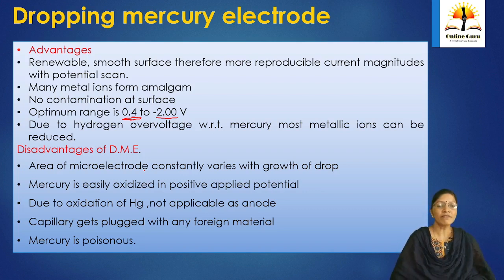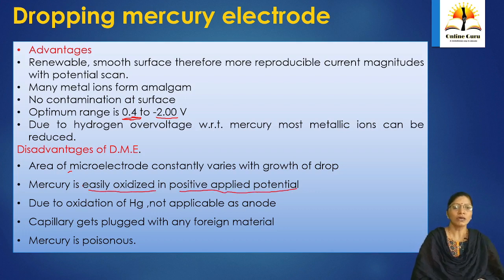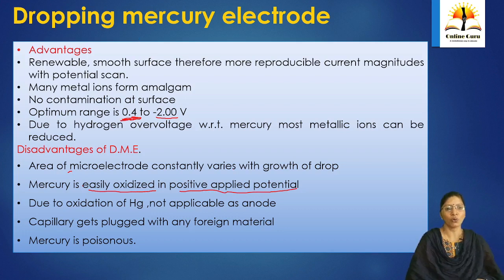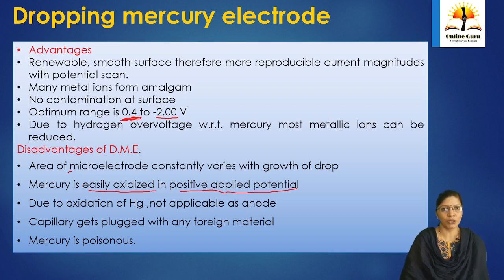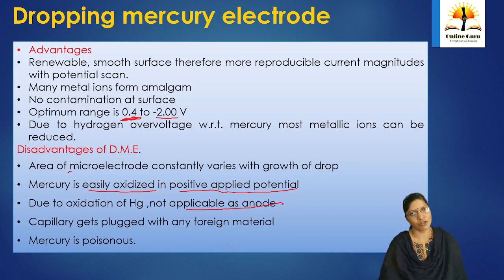The next disadvantage of the dropping mercury electrode is that mercury is easily oxidizable. It is easily oxidized at positive applied potential. As I told you, positive +0.4 volts; above that magnitude we cannot go. Above that, mercury itself gets oxidized and forms mercury(I) or mercury(II) ions. So due to oxidation, mercury is not applicable as an anode. That can limit its application to use as an anode.